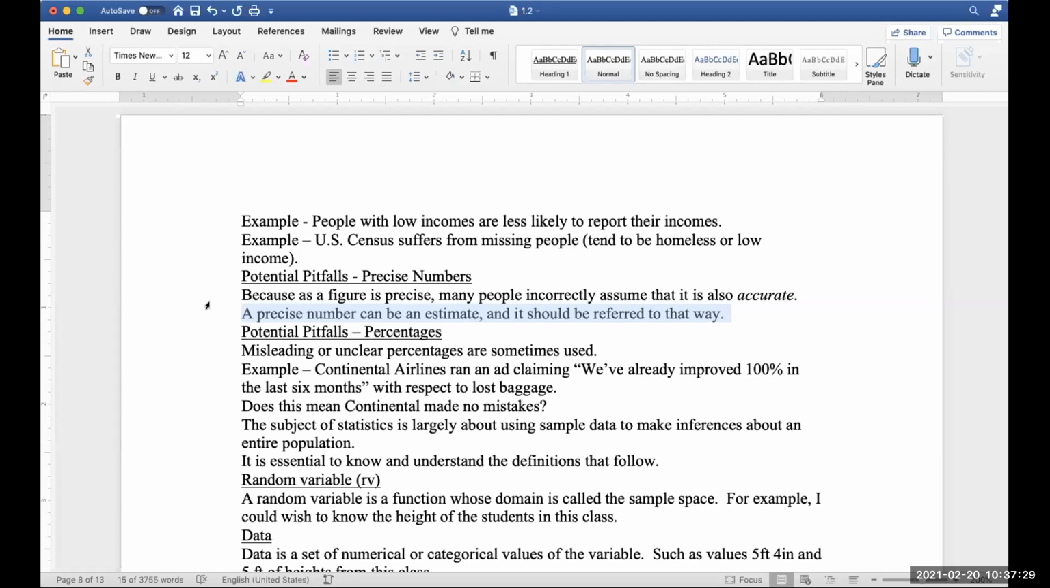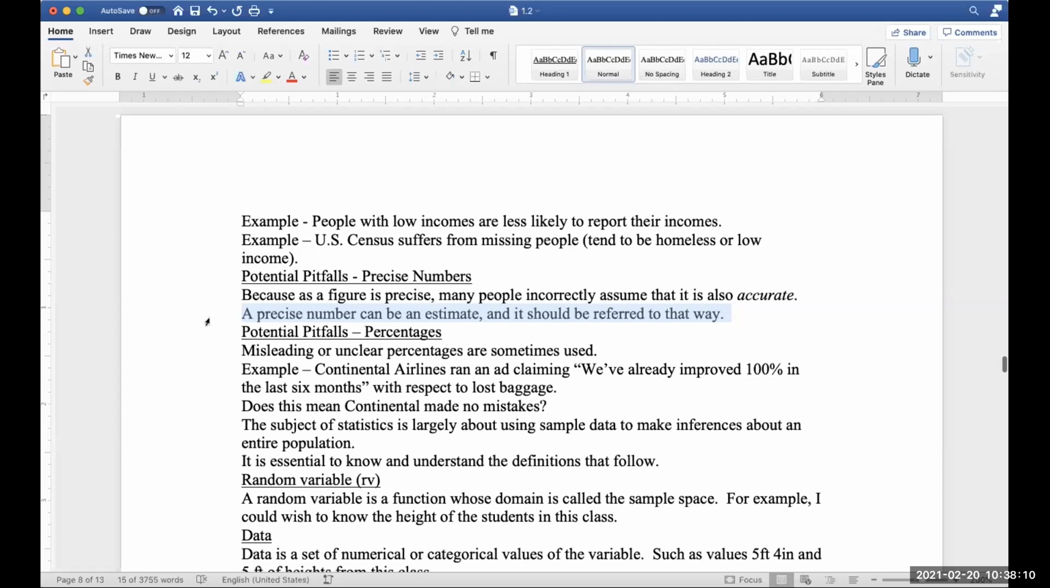In this class, a lot of times I may ask you to write your answer to 8 decimal places or whatever. That does not mean that it is accurate to 8 decimal places. That just means I want you to write it out to that many decimal places so that we can check if your technique is correct. So we're really looking at your technique. This is not how it should be reported outside of a statistics class.